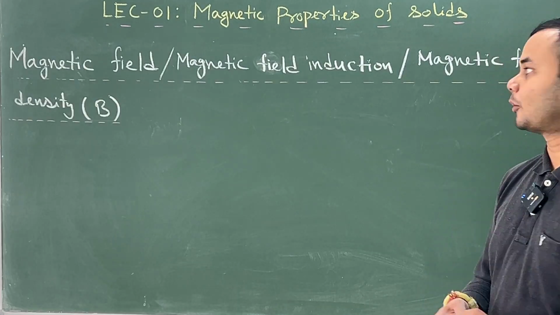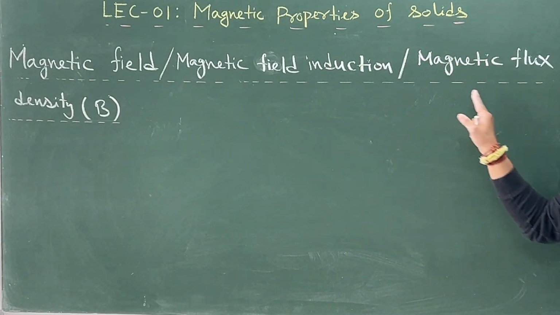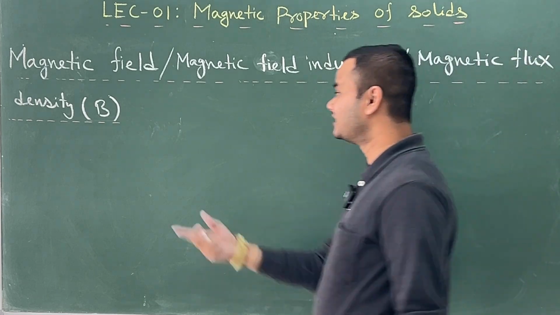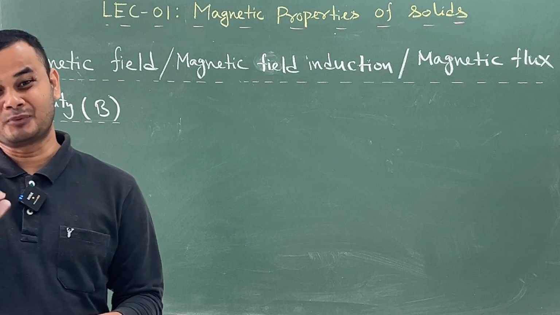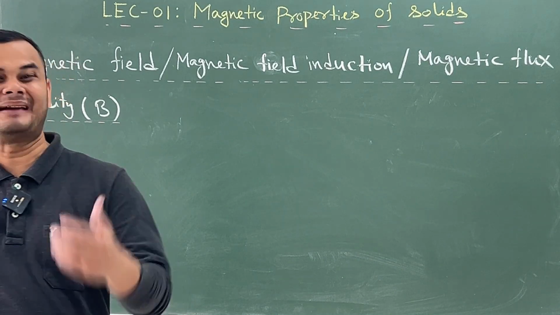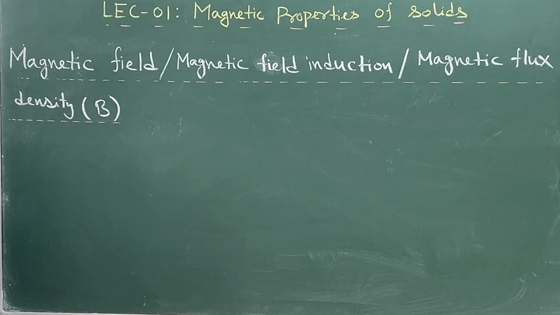Okay? Next topic will be magnetic field or magnetic field induction or magnetic flux density, and it is denoted by capital letter B. Students, the field which is produced inside a material due to magnetizing field is known as the magnetic field. Now let me write this definition.